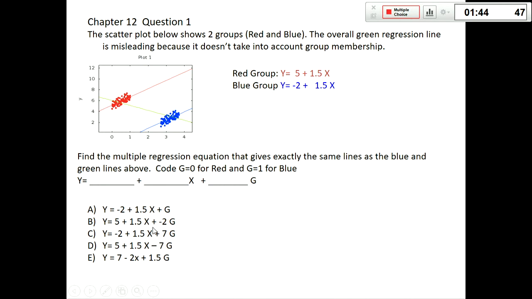So just figure out which one of these equations will give you the red group when G is equal to 0 and the blue group when G is equal to 1. So just try to see if you can do that and think about it for a minute.